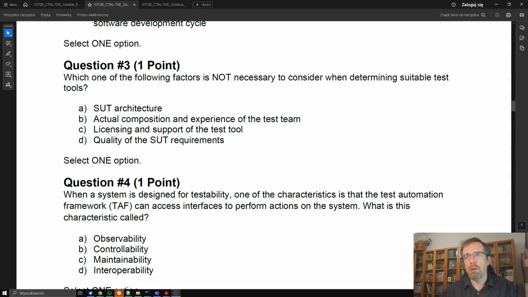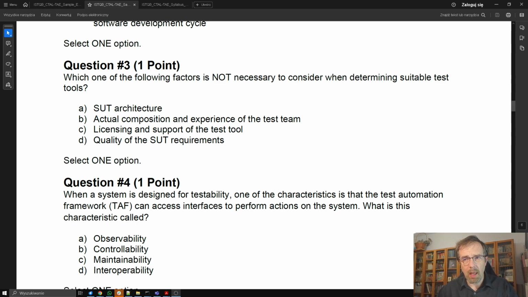B. Actual composition and experience of the test team. It should be considered when you determine which test tools to use, because, for example, if your test automation engineers know only C# or Java or Python, you need to use tools with Java, Python, or C#. So this is something you need to consider. So this is wrong answer as well.